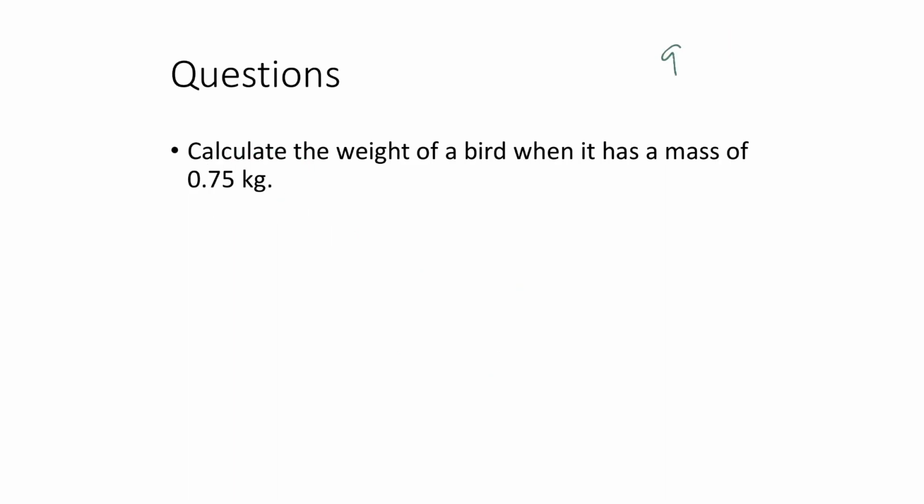Okay, this one over to you. So calculate the weight of a bird when it has a mass of 0.75 kilograms. So press pause, give it a go. Remember, write down the equation, write down the values from the information you have. Use a calculator and remember the final unit. So press pause and when you're ready, restart the video.